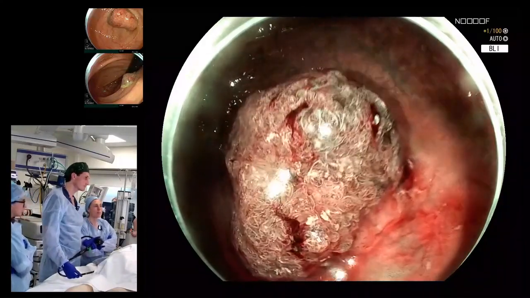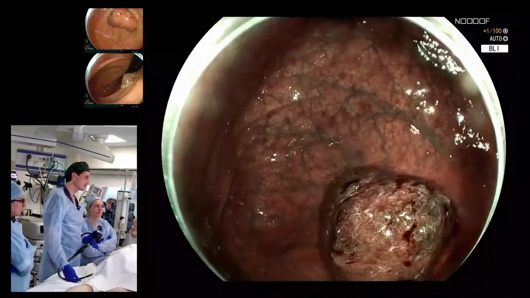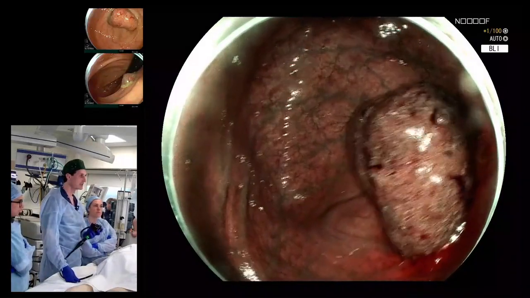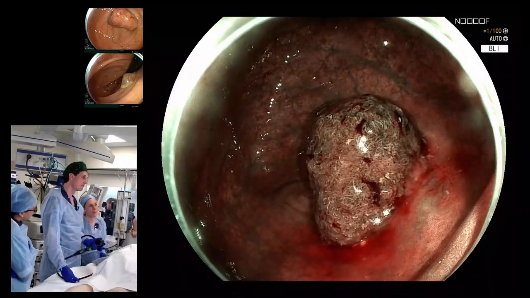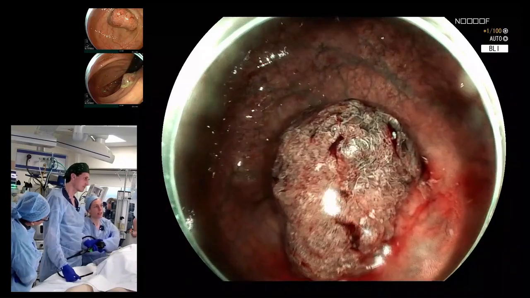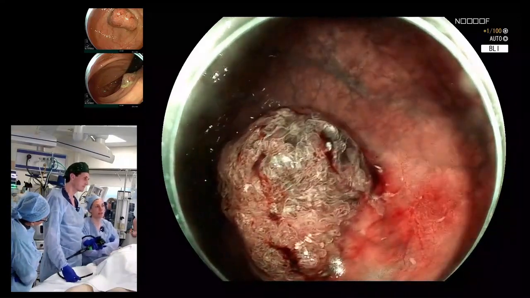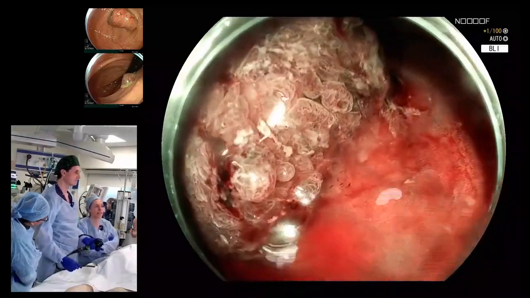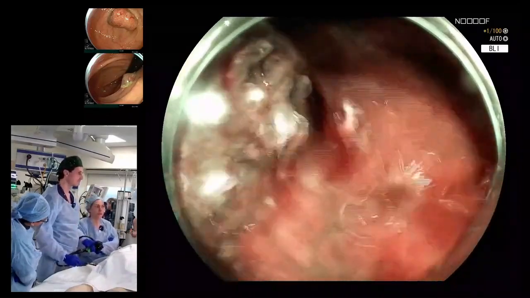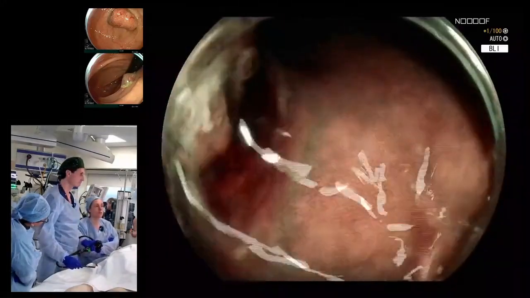How large would you estimate? I think it's around 20. Yeah, around 20, I agree. So I think it's published, right, that lesions around 20 in the right colon can safely be removed en bloc. It's an elderly man who we don't want to put through surgery.